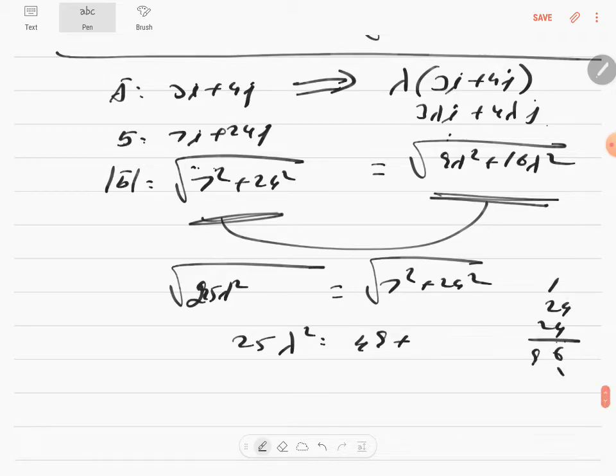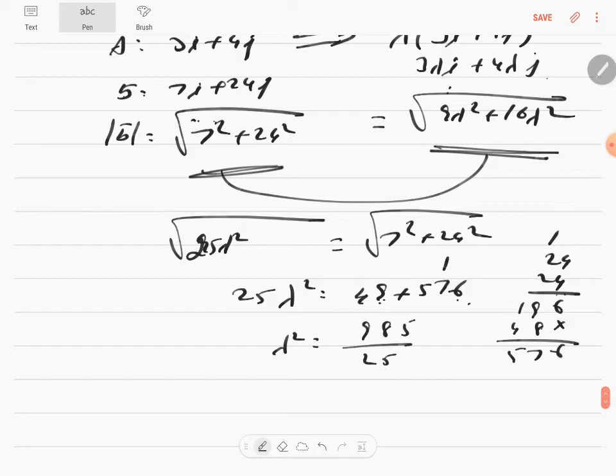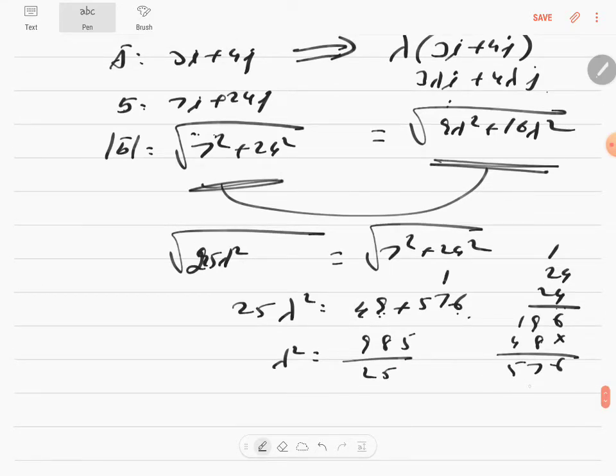24 squared is 576. So lambda square is 576 plus 49, divided by 25, and then take the square root of it. Are you clear? Have I added correctly? 576 plus 49, something is wrong with my addition. 576 plus 49 is just 625. So it is 625 by 25, which is 25, so lambda therefore is 5.